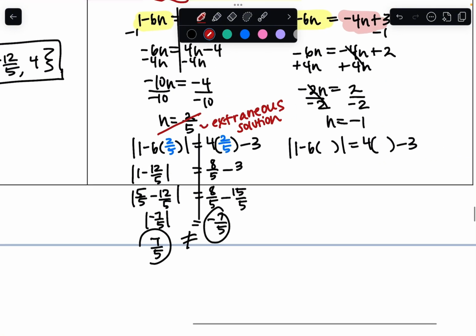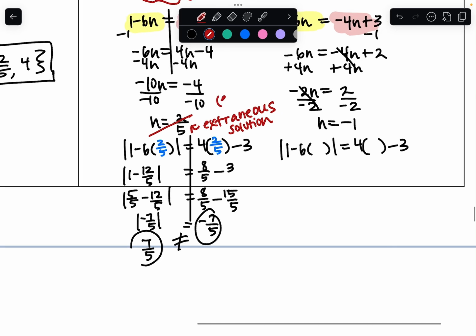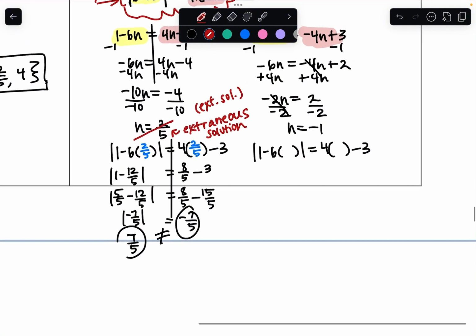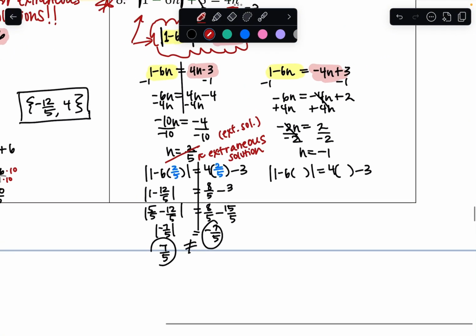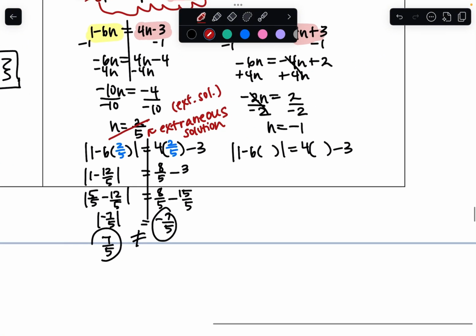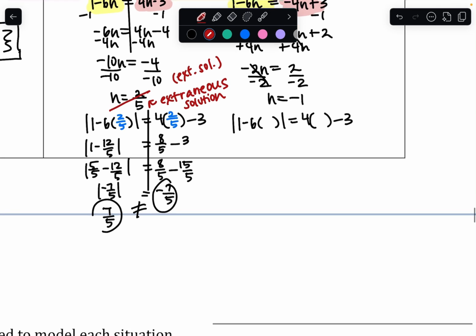And so if you get an extraneous solution, you can just label it EXTSOL. You don't include it in your final solution set, but you do have to label it to get full credit. It's part of the Algebra 2 standard, is identifying extraneous solutions.